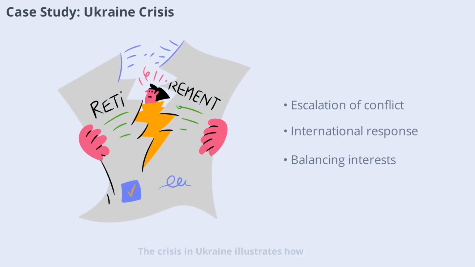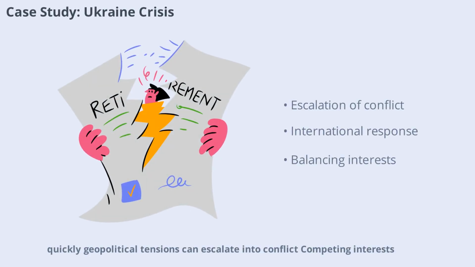The crisis in Ukraine illustrates how quickly geopolitical tensions can escalate into conflict. Competing interests, historical grievances, and external involvement have created a complex and volatile situation. The international response highlights the challenges of balancing support, sanctions, and diplomacy. Studying this case helps us understand the risks and responsibilities of global engagement.